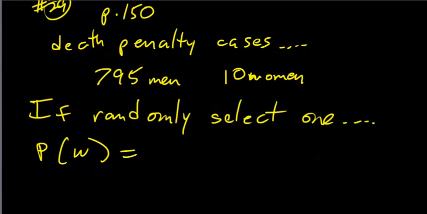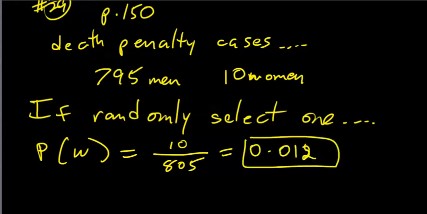And I can summarize it just like this in shorthand fashion. P of W, probability of W. Probability of choosing a woman is what? Well, it's going to be 10. 10 ways to pick a woman out of what? Well, it's 795 plus 10 is 805, right? 805, and if I grind that out on my calculator, 10 divided by 805, I get 0.012. I'll write that down, 0.012.